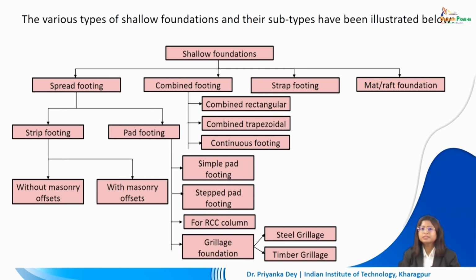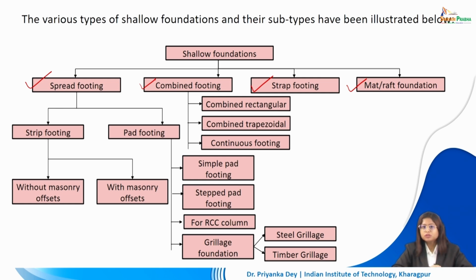Now, if we subcategorize shallow foundation, we will see predominantly it can be of four types. The first is called spread footing. The second is called combined footing. The third category is strap footing. And finally, we have mat or raft foundation.